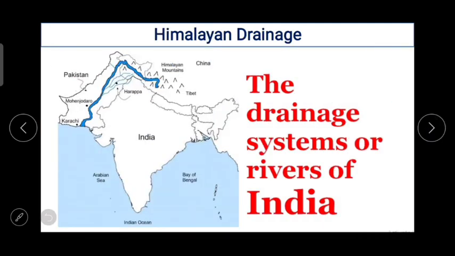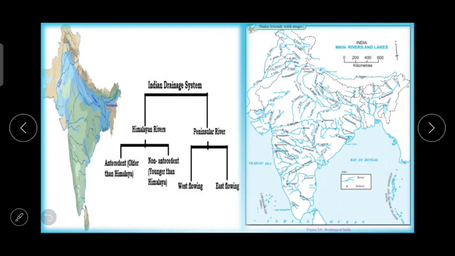And now we are going to talk about the drainage of India. Rivers in India are largely classified according to their source region into Himalayan and peninsular rivers. So, here Himalayan mountain you can see. So, it depends on its source region into Himalayan or peninsular rivers. So, one by one now we are going to talk in detail.